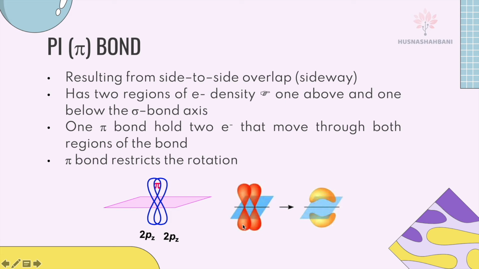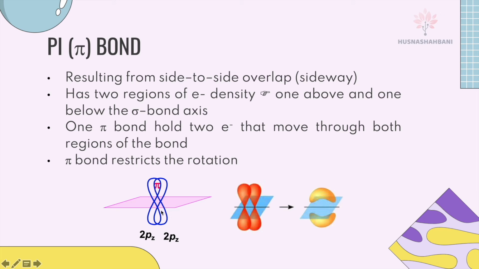One pi bond holds two electrons that move through both regions of the bond. Pi bond restricts the rotation. So the rotation of the orbital cannot be done due to the pi bond. For example, the overlapping between 2pz orbital and another 2pz orbital. This is the side-to-side overlap, two regions of overlapping forming one pi bond.